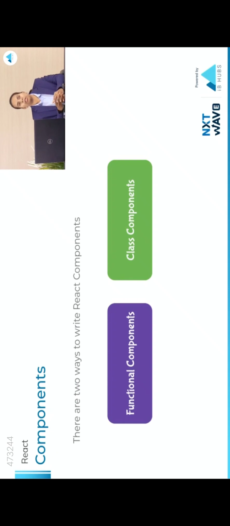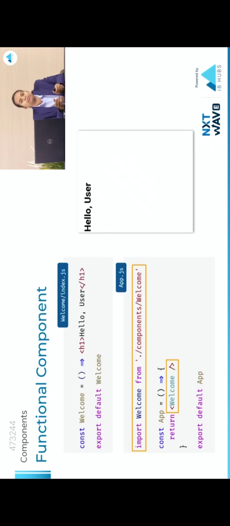So when it comes to components, there are two ways to write React components. One way is functional components, another way is class components. Okay, so let's understand each of these. Coming to the functional components, the functional components are nothing but the components that we have written so far.